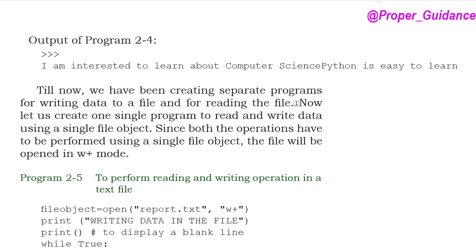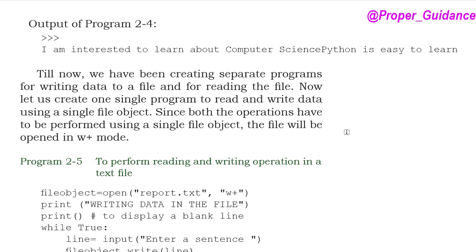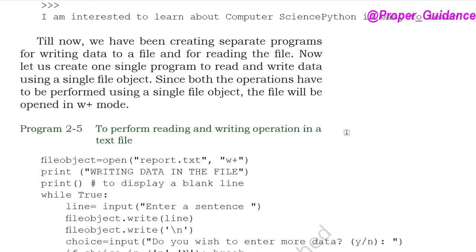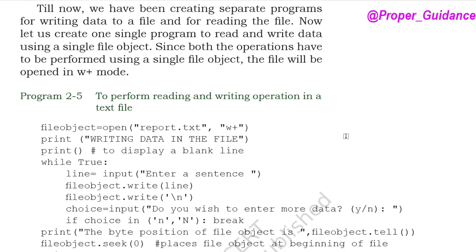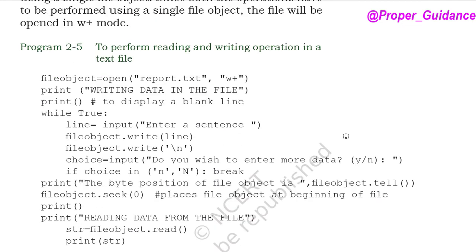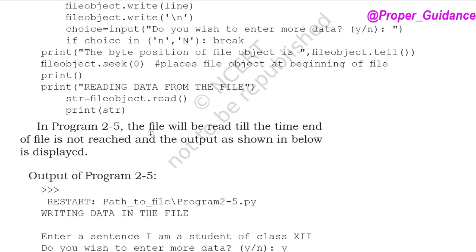Till now, we have been creating separate programs for writing data to a file and for reading the file. Now, let us create one single program to read and write data using a single file object. Since both the operations have to be performed using a single file object, the file will be opened in w plus mode. To perform reading and writing operations in a text file, we have done a program here. You people just go through this program. If there is any problem understanding this, please feel free to ask me.